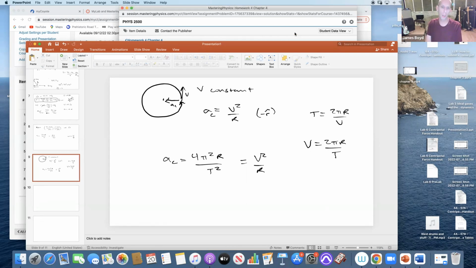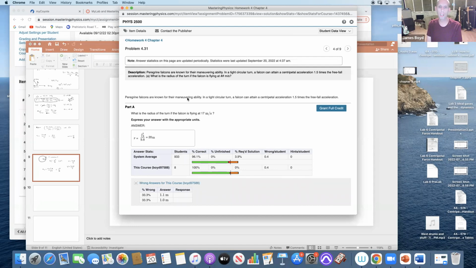In our problem, a peregrine falcon makes a tight turn, and in that tight turn, it can have a centripetal acceleration of 1.5 times free fall acceleration. That means 1.5 times g, or 1.5 times 9.8. What is the radius of the turn if the falcon is flying at 17 meters per second?